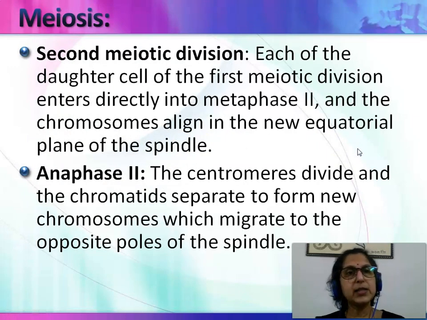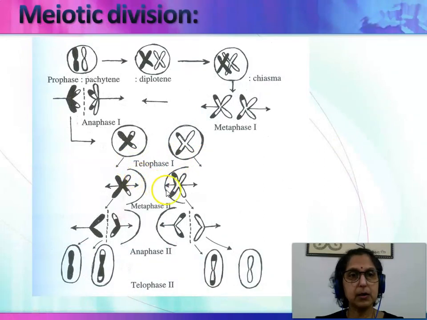Next, we see the second meiotic division. Each of the daughter cells of the first meiotic division enters directly into metaphase 2 and the chromosomes align in the new equatorial plane of the spindle. Anaphase 2, the centromeres divide and the chromatids separate to form new chromosomes which migrate to the opposite poles of the spindle. So what we see here is the metaphase 2. Herein we see that there is splitting of the centromere, and then in anaphase 2 we see the chromatids moving towards the opposite poles in both the daughter cells of the first meiotic division.